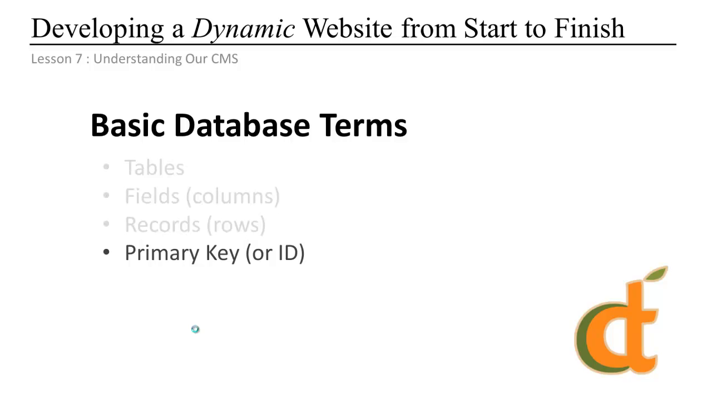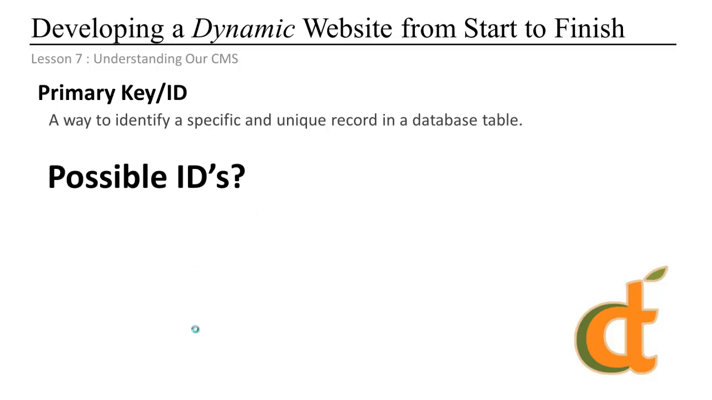So we're going to talk about primary keys, or as I like to just call them, an ID, or the primary ID. What an ID really is, is a way to identify a specific record in a database table. So if you think about it, what are some possible IDs? How could you locate a record in a database?